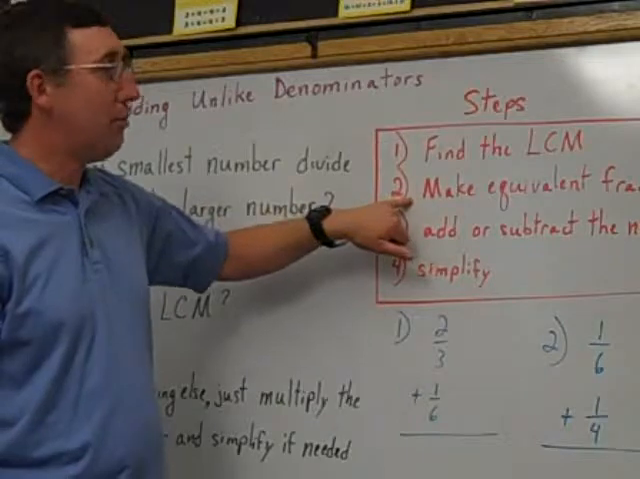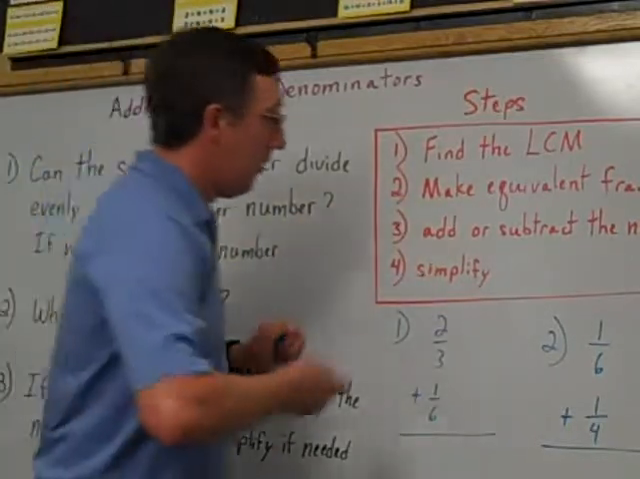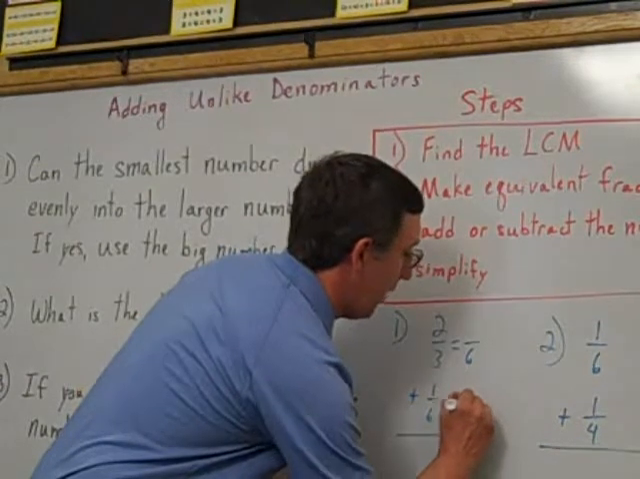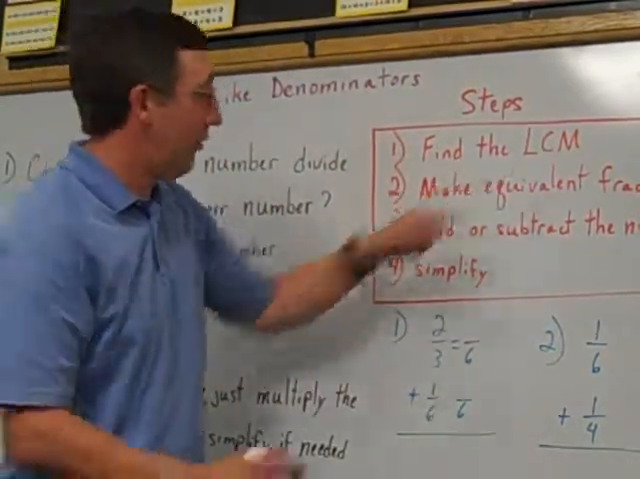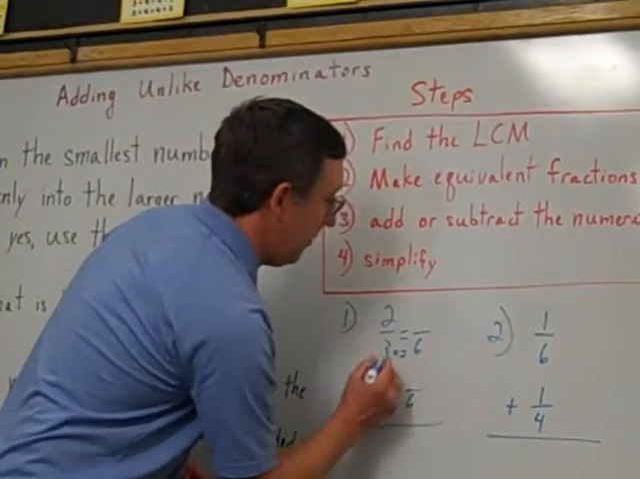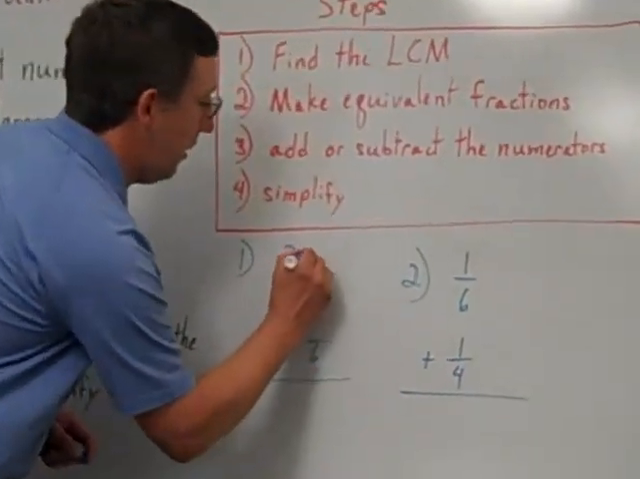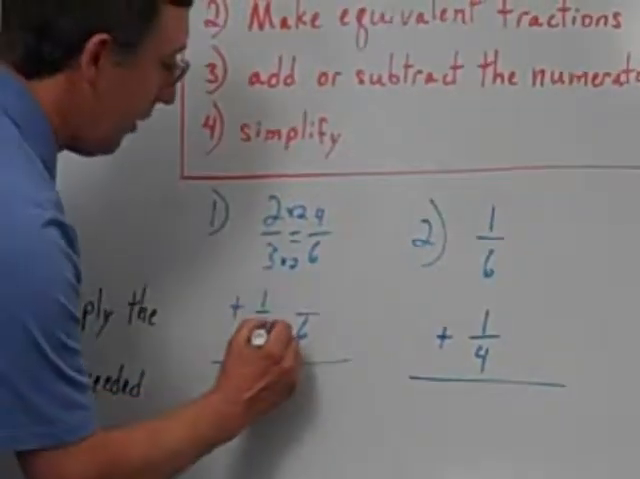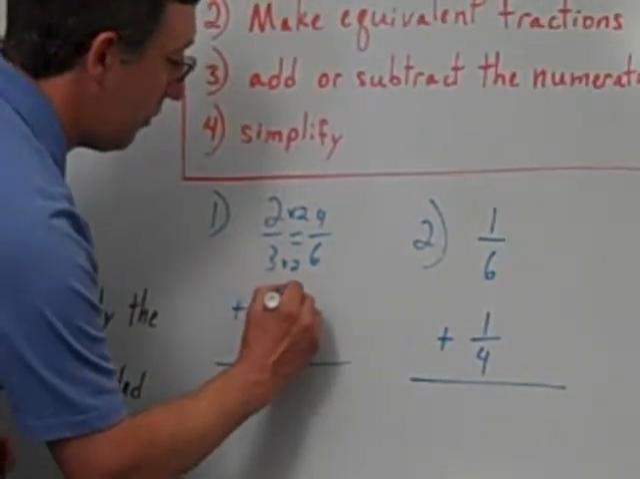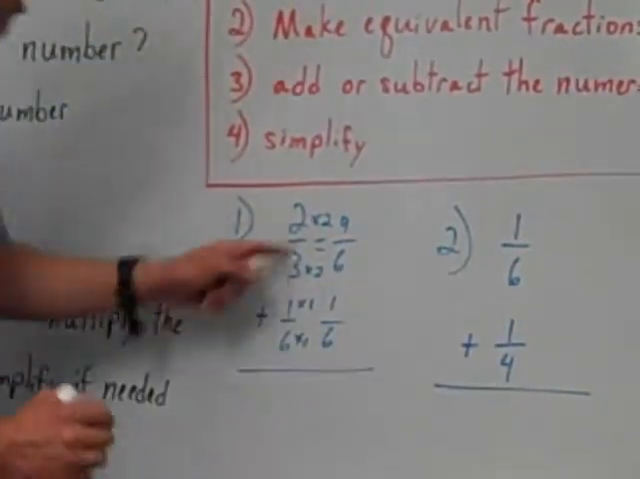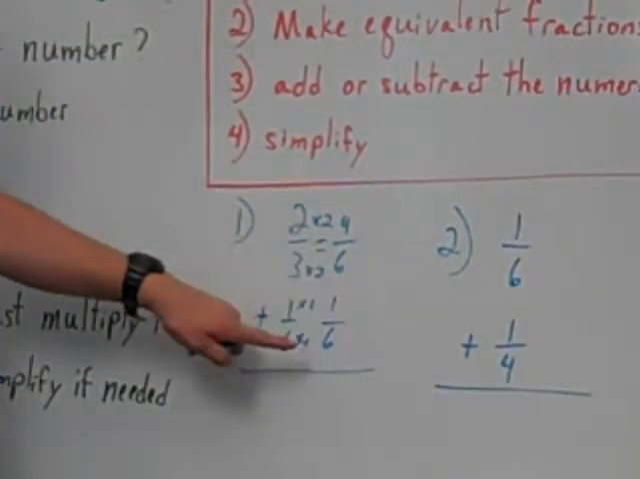Then I need to make equivalent fractions. So for example, I said the 6 would work as a denominator. I make an equivalent fraction, and here I multiply by 2 to make this a 6. I multiply by 2 here and make that a 4. Here it's times 1, so that whatever I do to the bottom, I do to the top. That becomes 1. So I now have equivalent fractions.